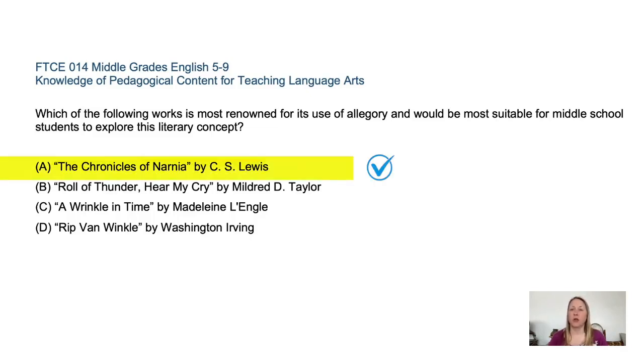The Chronicles of Narnia by C.S. Lewis is a classic example of allegory. The series uses symbolic characters and events to represent deeper moral, religious, and philosophical ideas, making it an excellent text for middle school students to explore the concept of allegory.